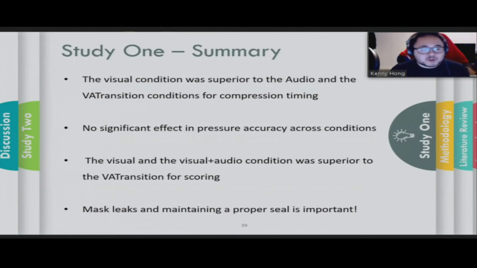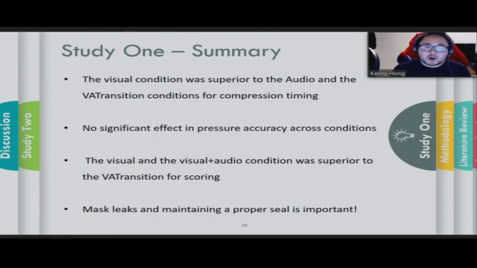So a summary of study 1: the visual condition was superior to the audio and the visual audio conditions for compression timing. No significant effect in pressure accuracy across conditions. The visual and the visual and audio condition was superior to the visual audio transition for scoring. And we found that mask leaks and maintaining a proper seal is important. So this may have been a potential lack of awareness with regards to mask leaks, and the issue of proper seal, which is a core characteristic of positive pressure ventilation.